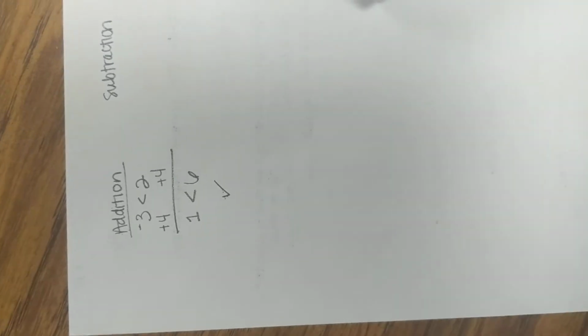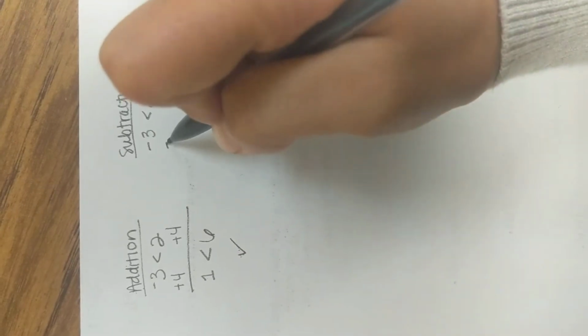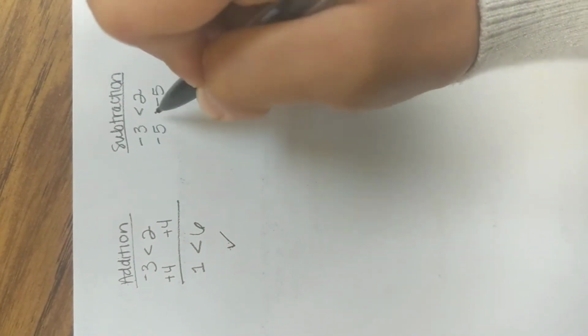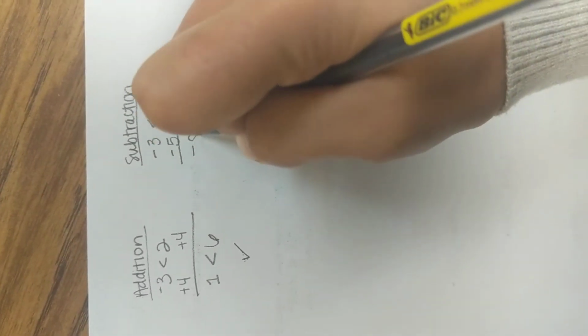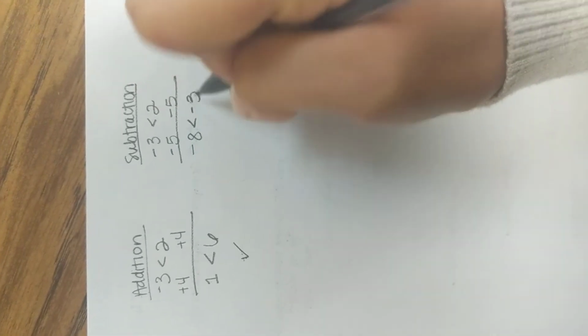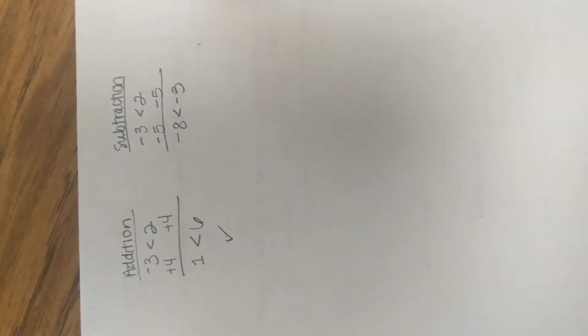What about subtraction? Let's test out the subtraction property of inequalities. So let's start with that same statement, -3 is less than 2. And let's see what happens when I subtract 5 on both sides. Well, -8 is less than -3. Is that a true statement? Yes, it is, so that checks out.